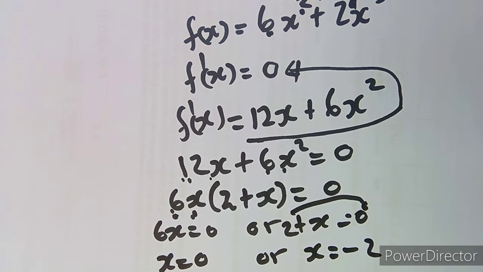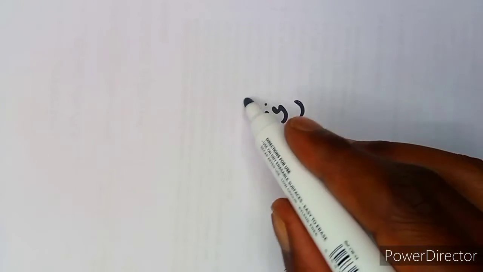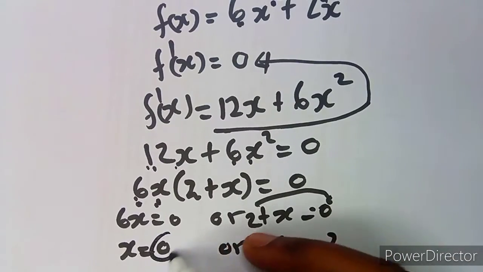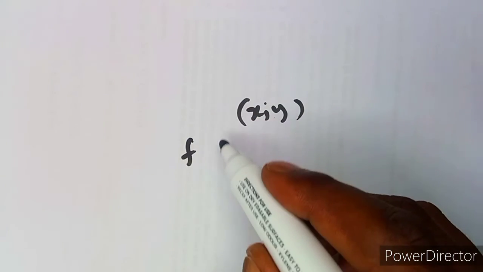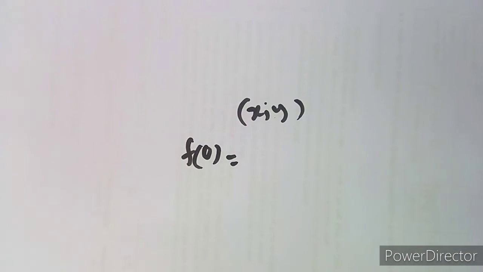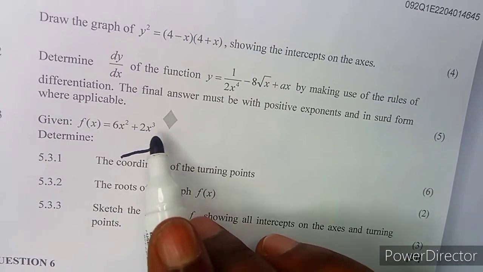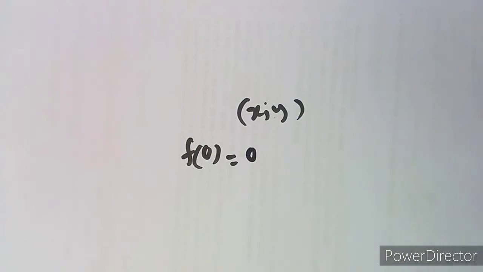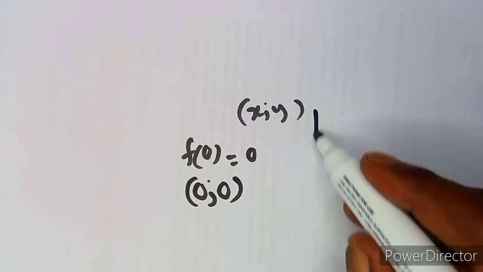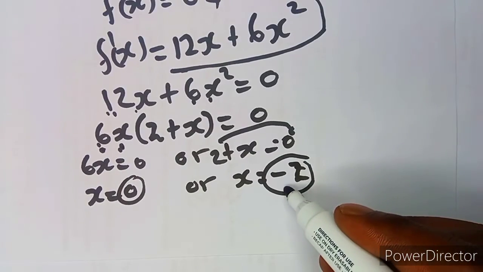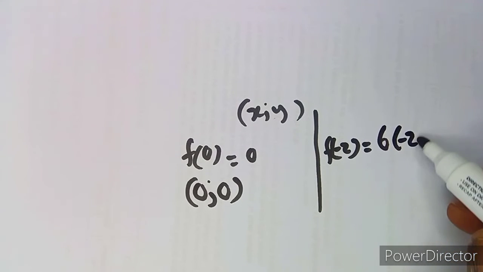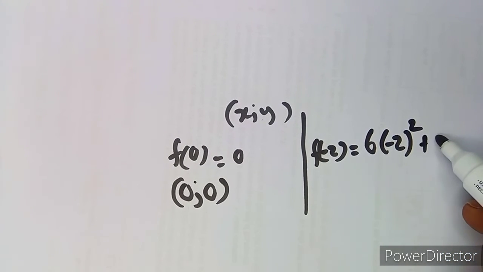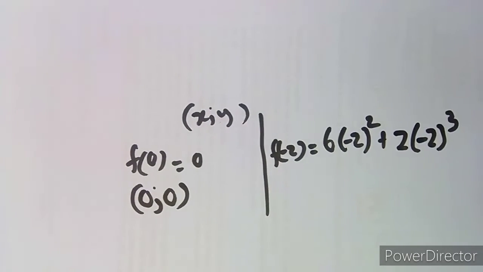But remember, the question is asking us to calculate the coordinates, where we know that the coordinates are given in terms of x and y. So you substitute now the values that you have obtained of x into the original function of f of x. So we are going to find f of 0 when x is 0. We substitute into the function f of x, which is 6x squared plus 2x to the exponent of 3. When x is equal to 0, you are going to obtain a 0. So that's 0, 0. We substitute when x is equal to minus 2. So it means f of minus 2. In place of x, if we substitute minus 2, it is going to be 6 into minus 2 squared plus 2 into minus 2 to the power of 3. That is what we are going to obtain in this case.